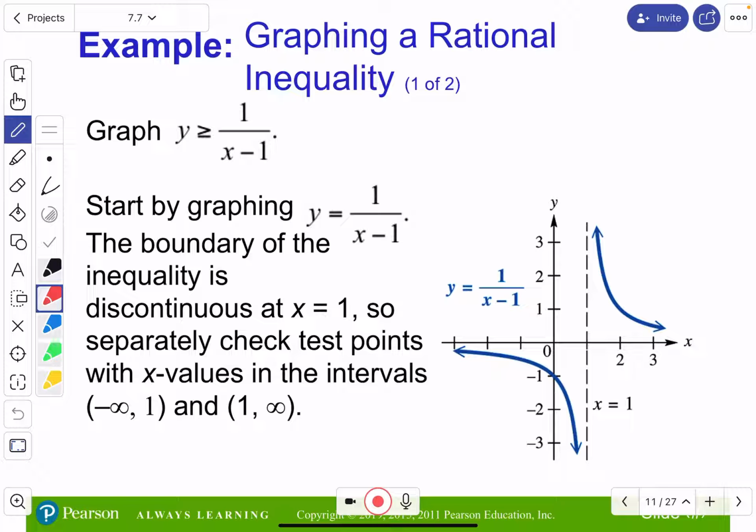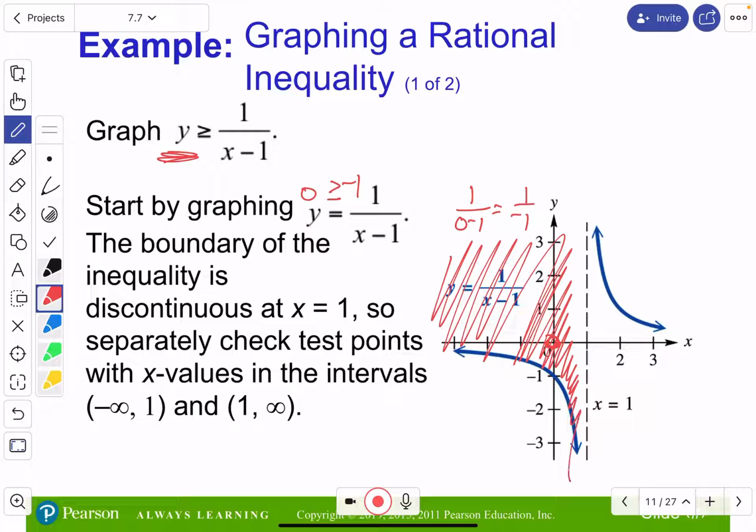Graphing a rational inequality. So first, graph it like the equation. Then test a point in the intervals, just like we've been doing. So if you tested a point in this interval, it'd be 0. 1 over 0 minus 1 is 1 over negative 1. Is that greater than, what do we plug in? 0. Is 0 greater than or equal to negative 1? That is true. So we're going to shade above the line up to our asymptote. Then on this side, let's do 3.